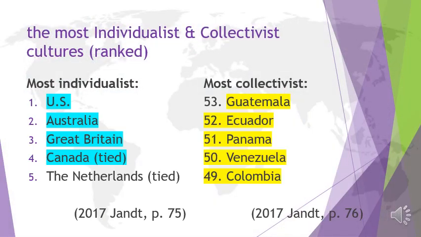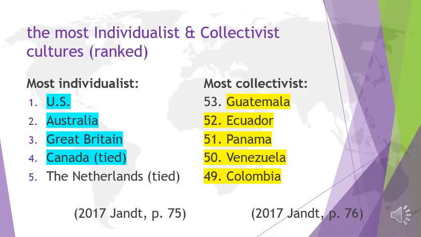So remember that these are points on a continuum. It's not an either-or, polar, black and white situation. And depending upon who is doing the research, the results of where countries and cultures fall on these continuums are not precise. So here's what our textbook says about where the most individualistic and collectivistic cultures are located in the world. Take a look at these two lists.